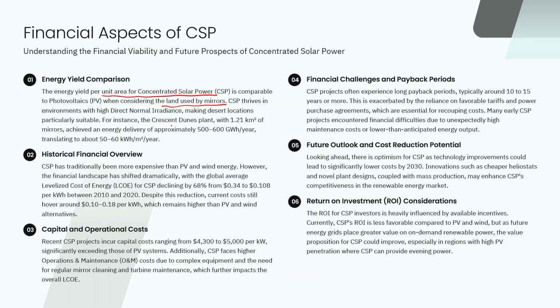So for an example, this Crescent Dunes plant with 1.21 square kilometers of mirrors, right, achieves an energy delivery of approximately 500 to 600 gigawatt hours per year, translating to about 50 to 60 kilowatt hours per square meter per year. So that's the energy yield, right? It very much depends on the size and the availability of sunlight.